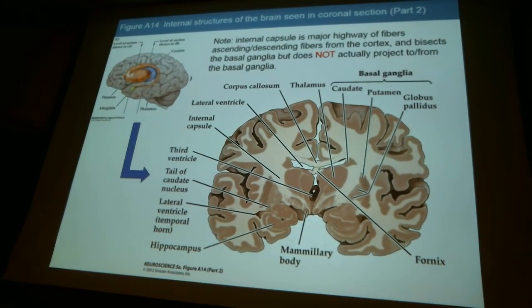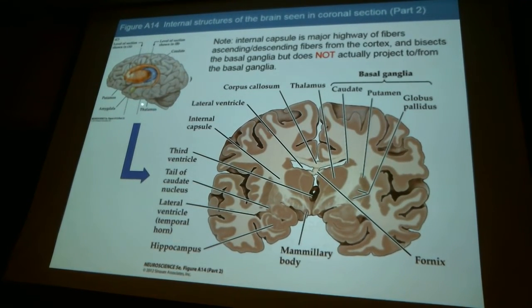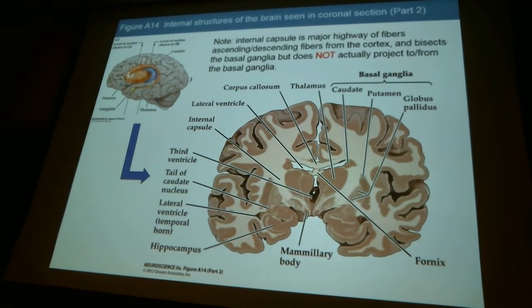If we look at the next slide, so now we've moved a little bit posterior, and now we've cut through a different part of this sort of 3D structure. So I think one of the most difficult things about neuroanatomy is trying to take these sort of two-dimensional cuts and recreate the 3D structure in your head. And it takes practice to do that.